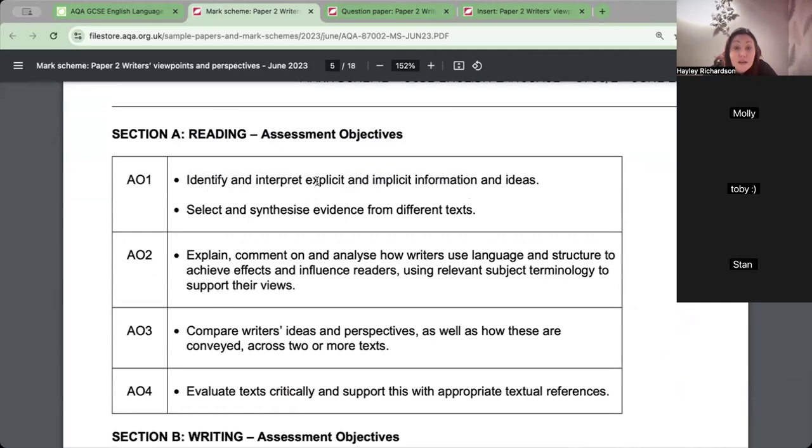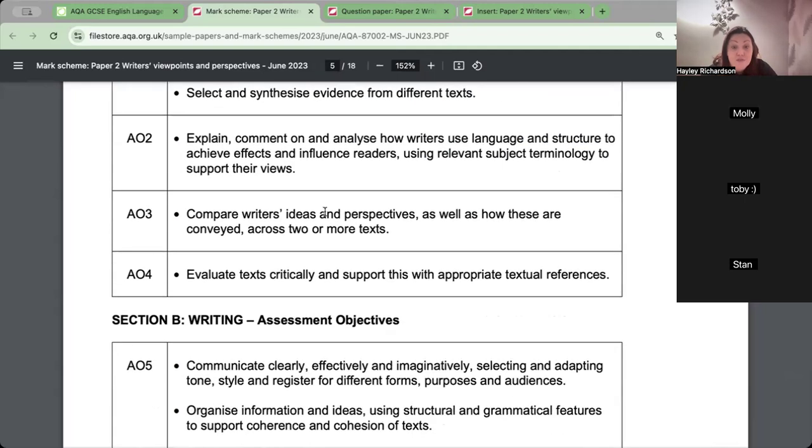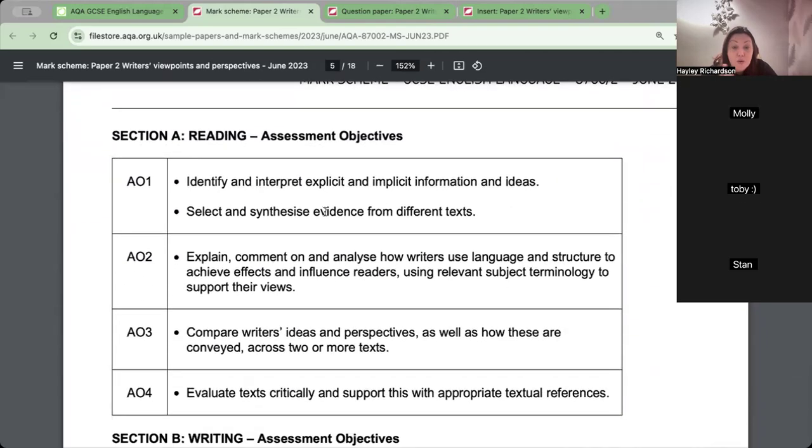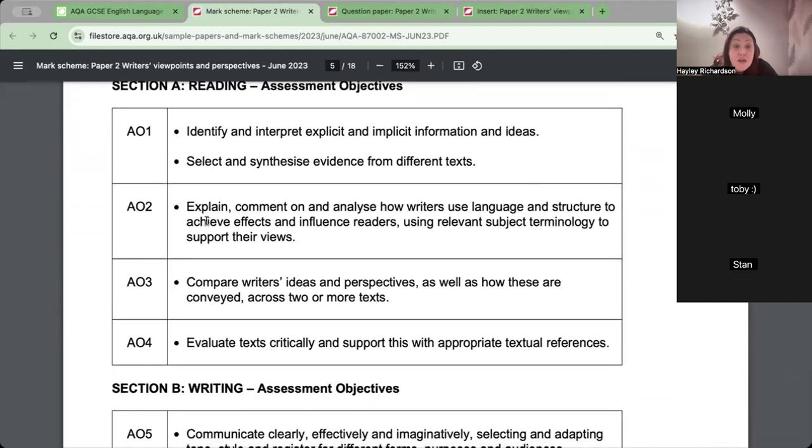Identify and interpret explicit and implicit information and ideas. It does identify explicit information. Yeah, it does that. Is there anything that says, oh, this could mean that, or it could mean this? No. Does it give any ideas as to meaning? No. Is there evidence from different texts? Yeah, there is a little bit. It talks about the quotes and it being called little and having a little engine. Explain, comment on, and analyze. I can't see any analysis. So can you see what I'm saying?